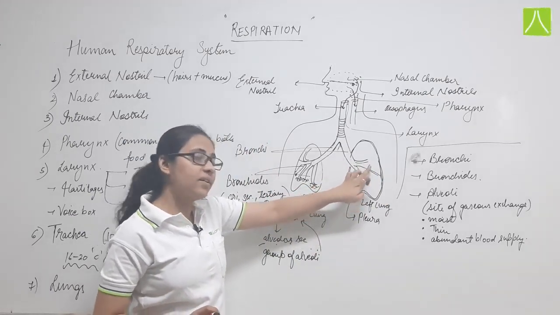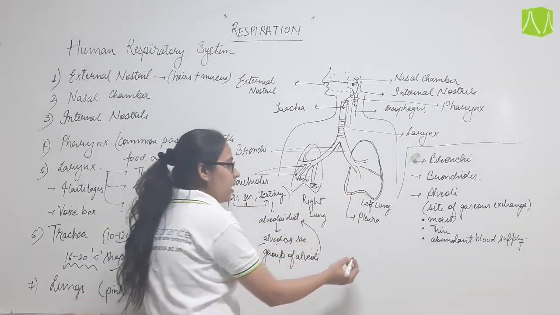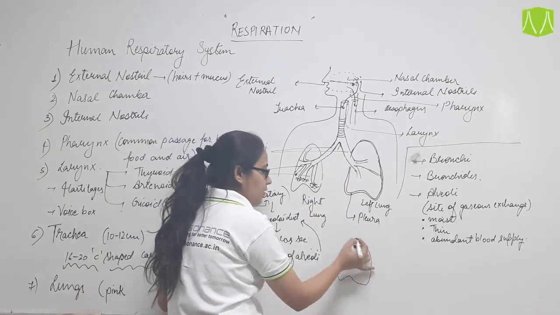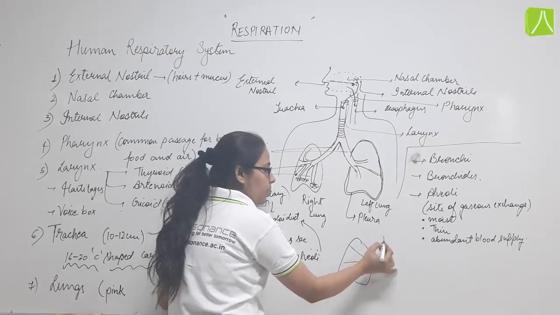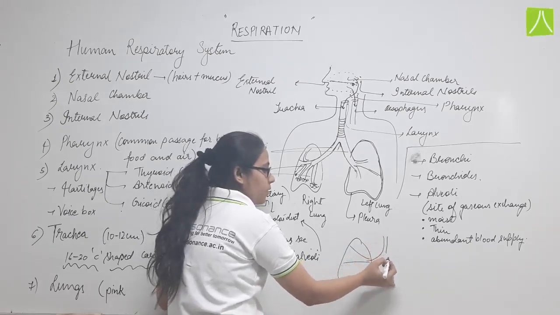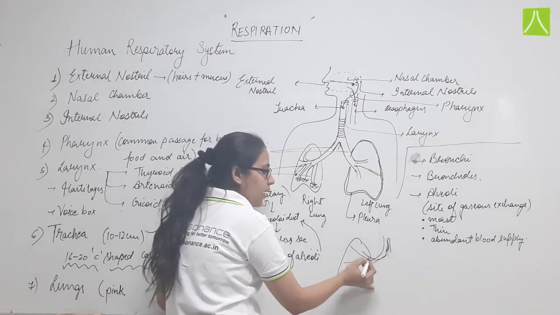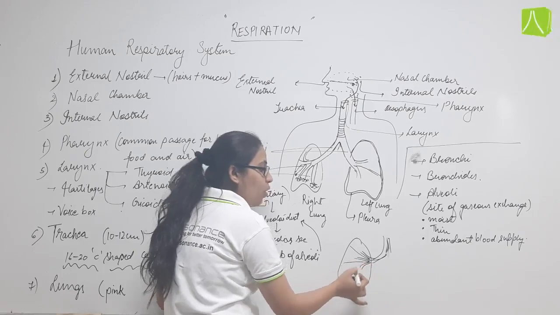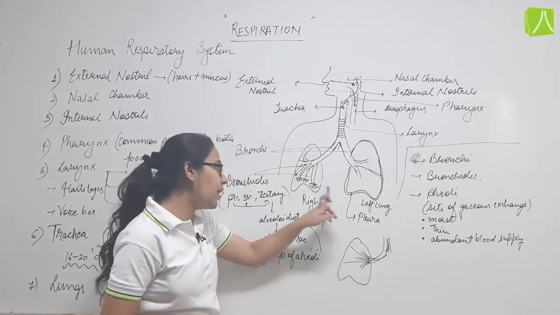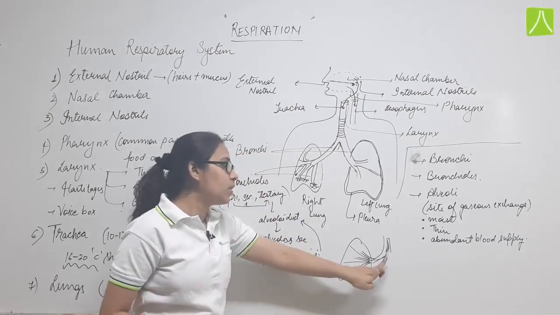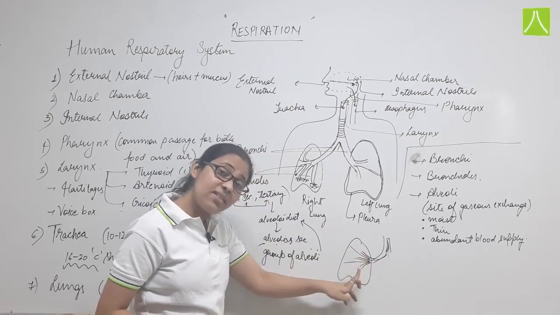In case of the right lung, it is divided into three lobes. So this bronchi divides into three bronchioles. I am enlarging this portion. This bronchi divides into three primary bronchioles since it has three lobes.